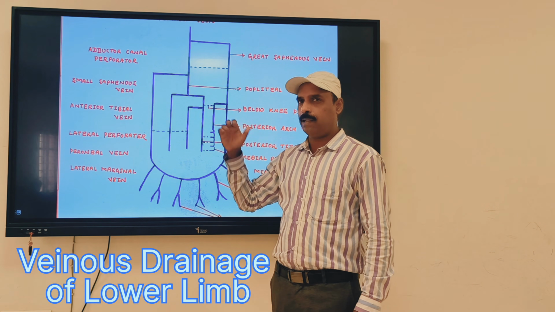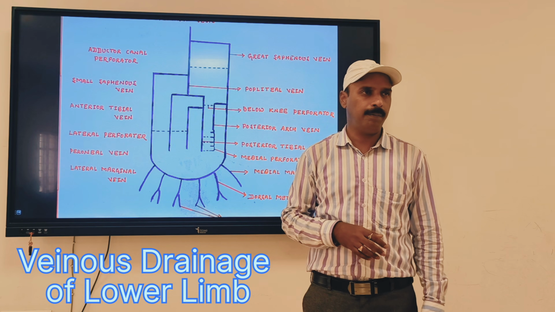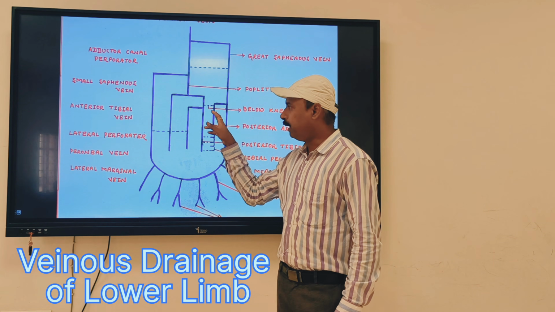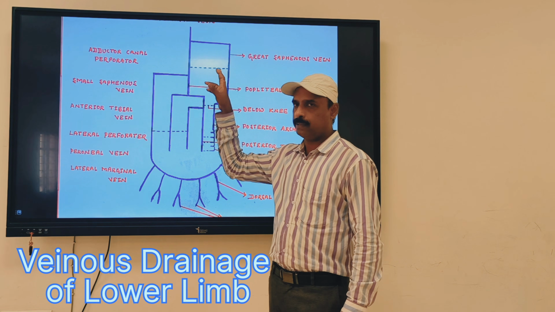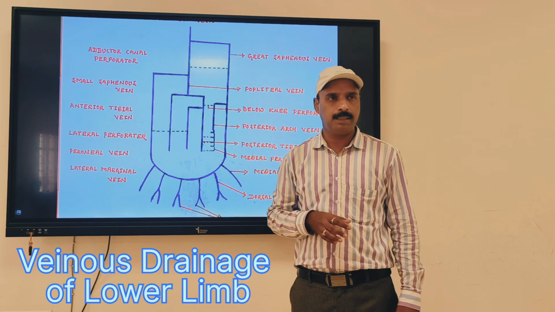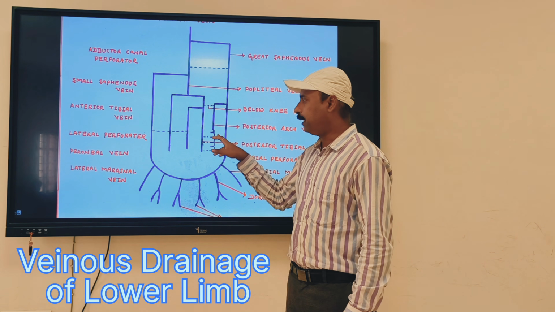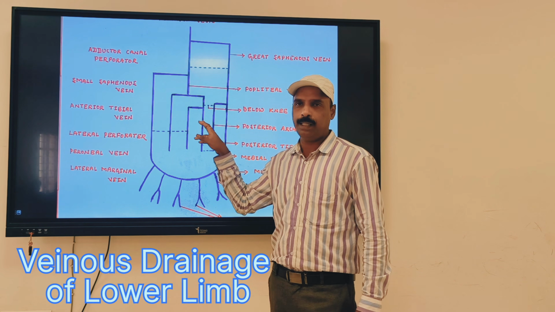As I have told, blood always flows from the superficial to the deeper veins, so they are connected by the perforating veins. The veins connect the superficial to the deeper veins. Always blood flows from the superficial to the deeper vein, and that is by these perforating veins.